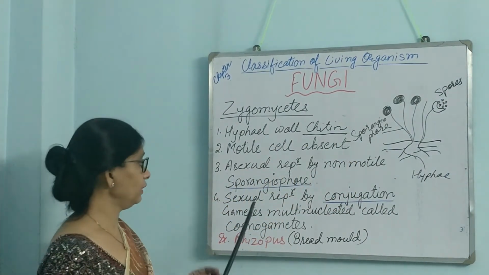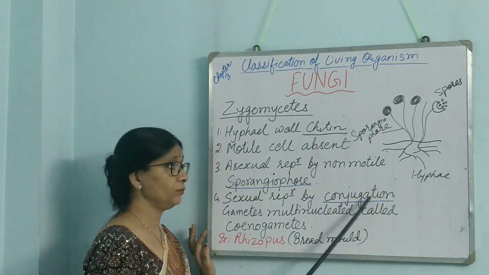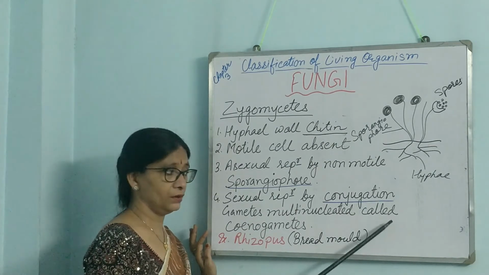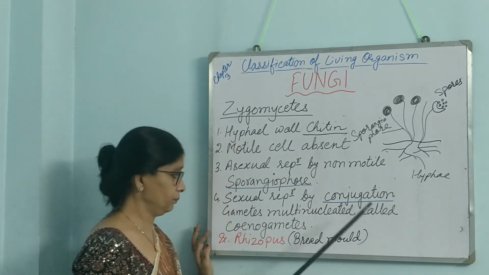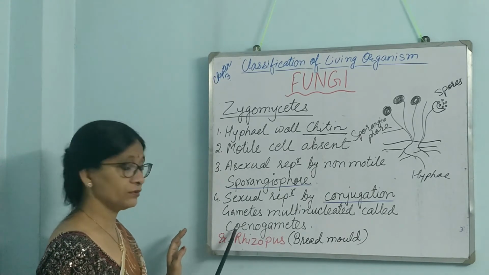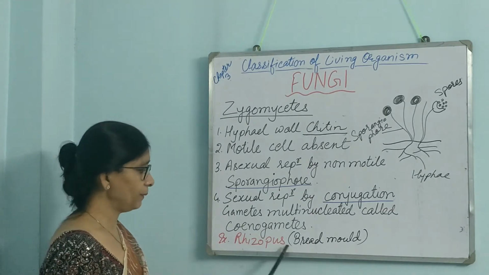Okay, let's see the next one. Sexual reproduction by conjugation. Another very important feature. The conjugation method is found only in Zygomycetes. It's again a lower method of reproduction. Gametes are multinucleated, called coenogametes. The word coeno means multinucleated. An example is Rhizopus, bread mold.